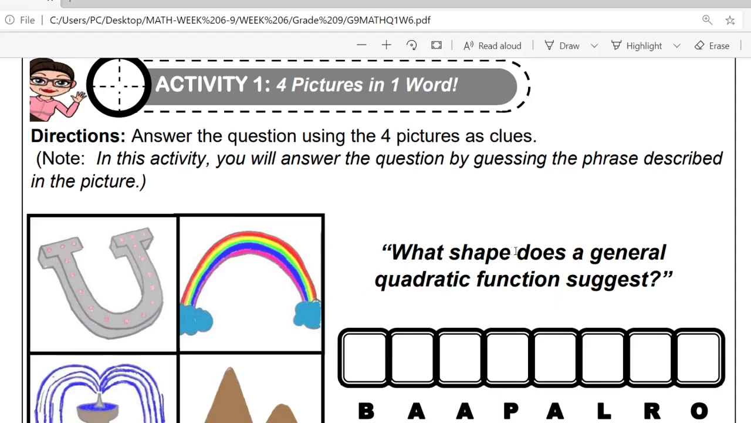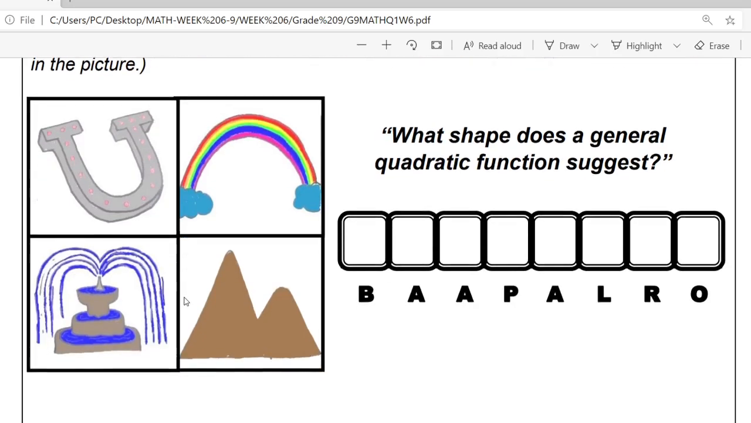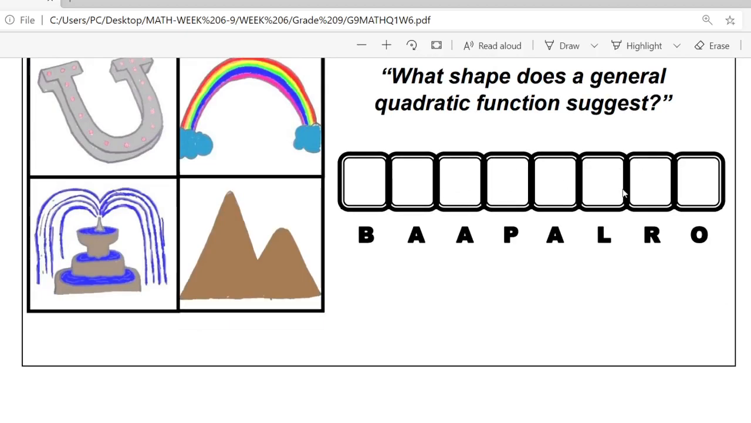So what shape does a general quadratic function suggest? As you can see here, you just use the letters here to guess the phrase. As you can see from the picture, what shape does a general quadratic function suggest? You just write your answer in the box.